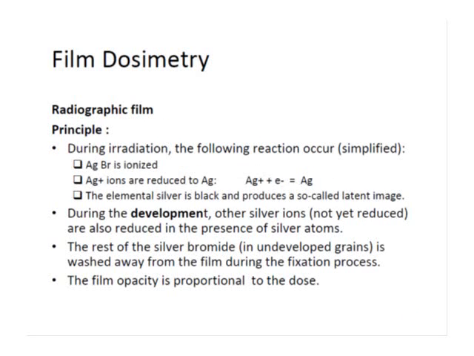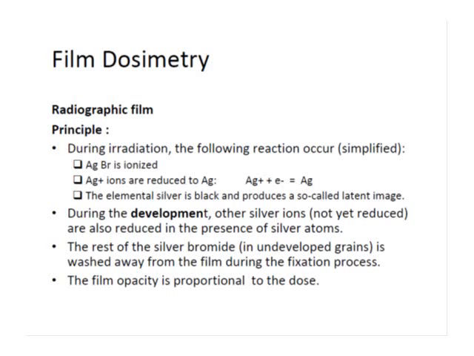During radiation exposure, the silver bromide is reduced into silver, Ag+, and bromine, Br−. Elemental silver is black in color. During the development and fixation process, the undeveloped grains, that is silver bromide crystals, are washed away from the film. So the exposed film contains only the silver, and elemental silver is black in color.